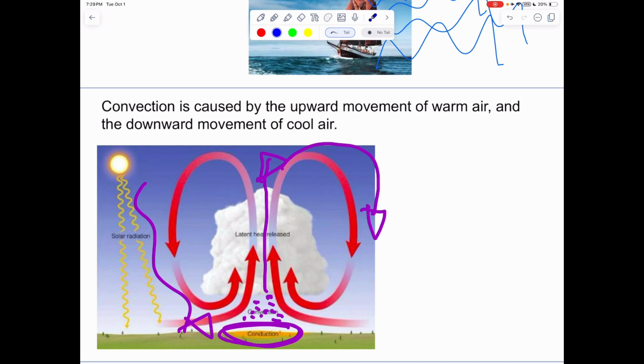Now, these can be super tiny. It could be the size of a little parking lot, or as discovered by a guy named Hadley, these can be massive and cover entire planets or parts of the ocean. That's what we're going to look at next.